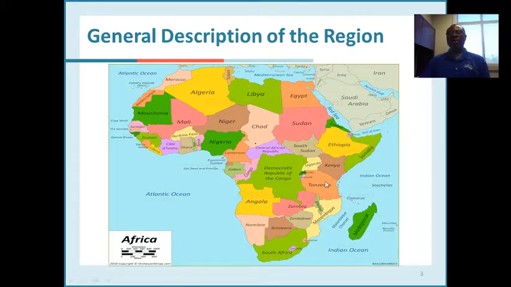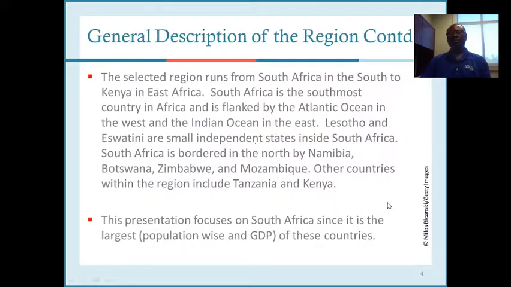Kenya, Ethiopia, Tanzania are often referred to as East Africa, while South Africa, Botswana, Zimbabwe are usually called Southern Africa. The selected region runs from South Africa in the south to Kenya in East Africa. South Africa is the southmost country in Africa and is flanked by the Atlantic Ocean in the west and the Indian Ocean in the east.